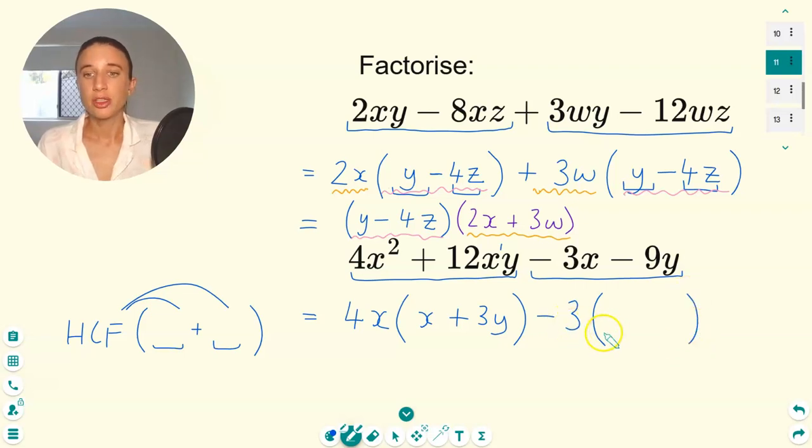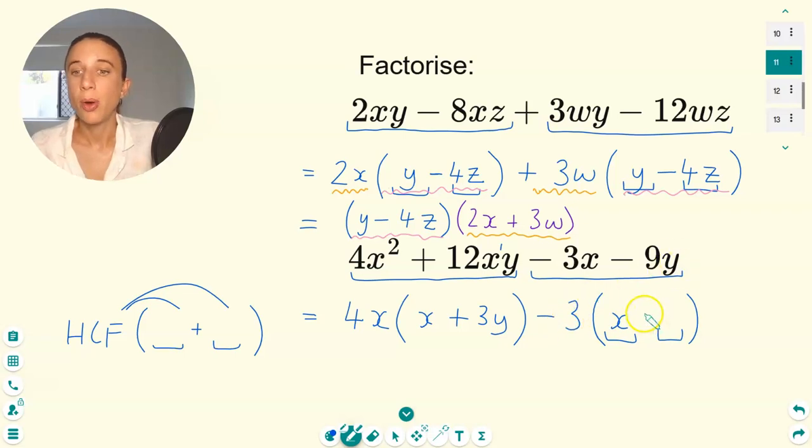Negative 3 times what gives me negative 3x? Well, I just need to incorporate an x in there. Negative 3 times what gives me negative 9y? Negative 3 times positive 3 gives me negative 9. And then we need to incorporate a y.